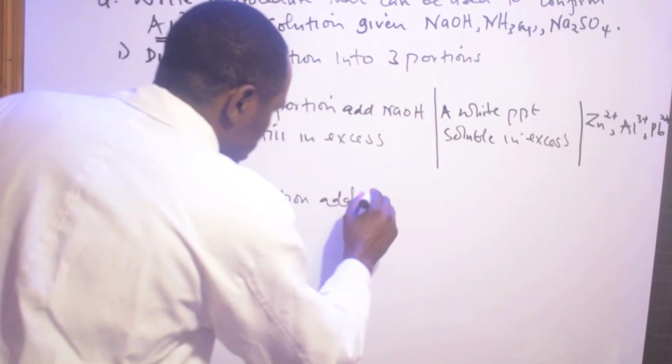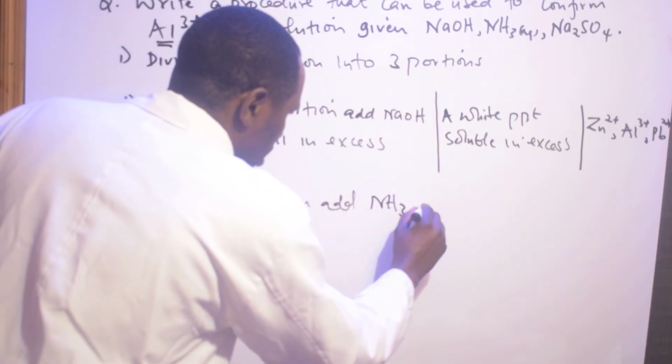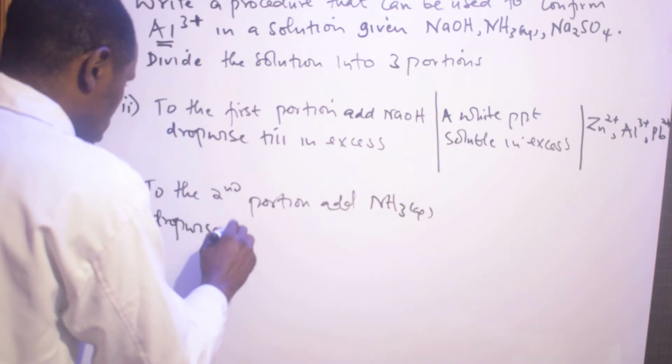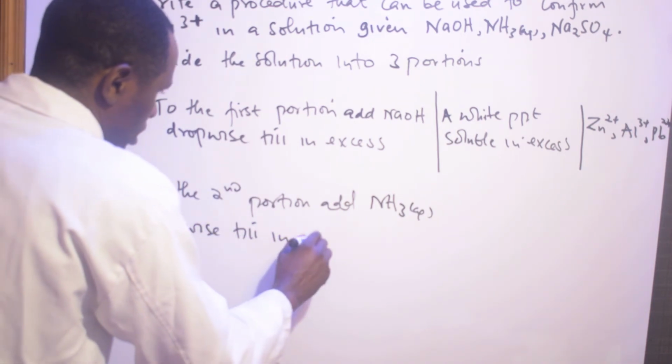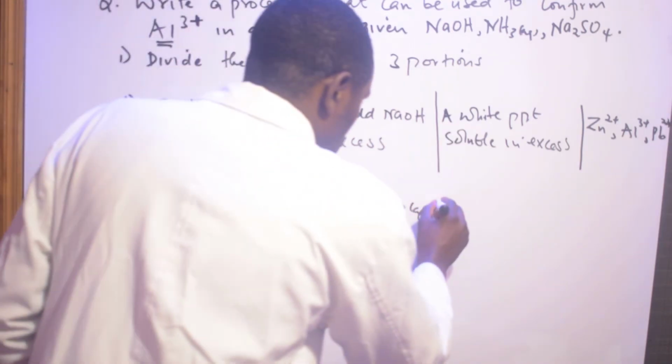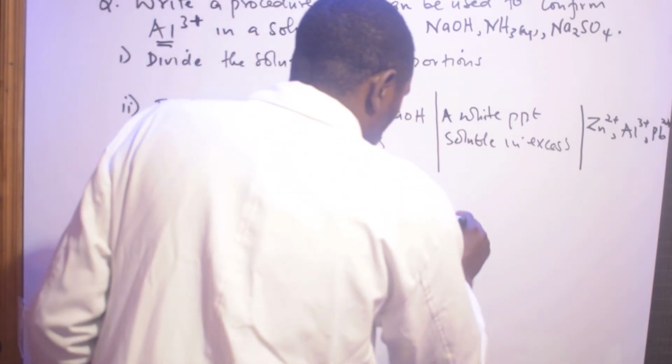I'm going to add aqueous ammonia, and this one again will be dropwise till in excess. Look at that, till in excess. Now, what we're going to observe here, or what we expect to observe.